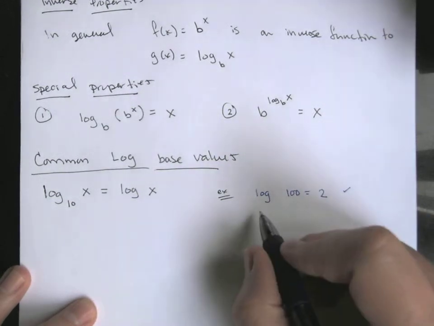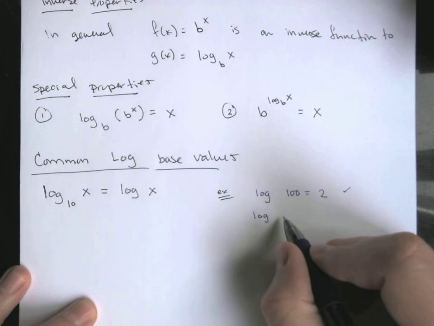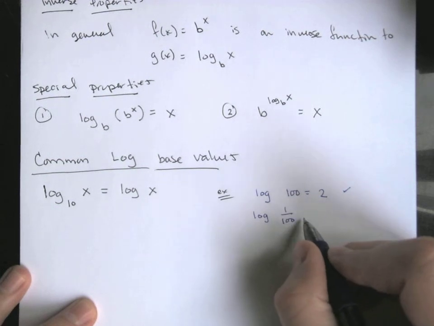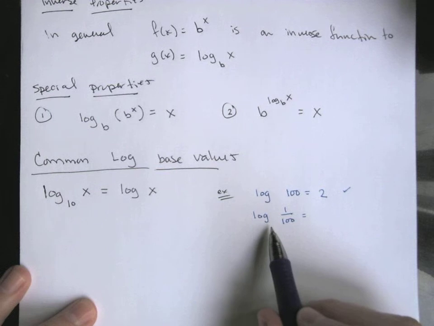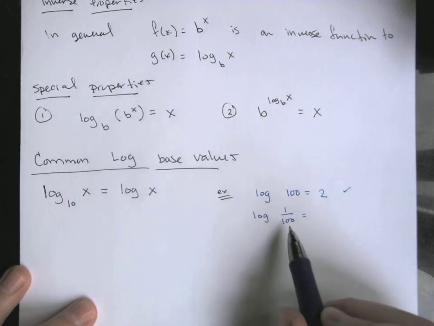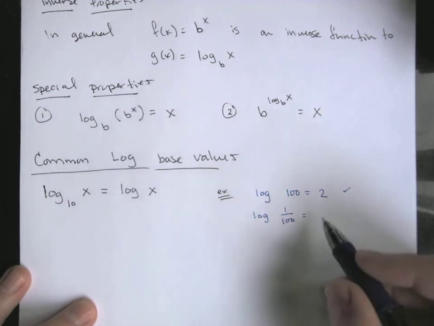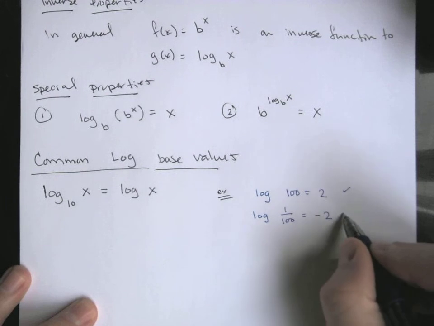How do I get from log, let's do 1 over 100. How do I get from a log that's implied to be base 10 to 1 over 100? 10 squared is 100. If it's 1 over 100, it must be negative 2.